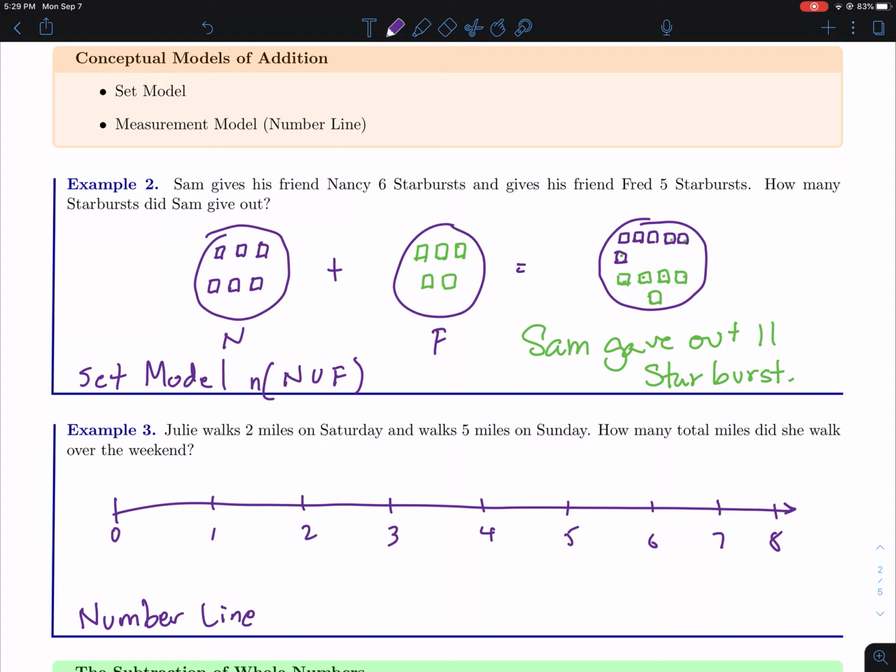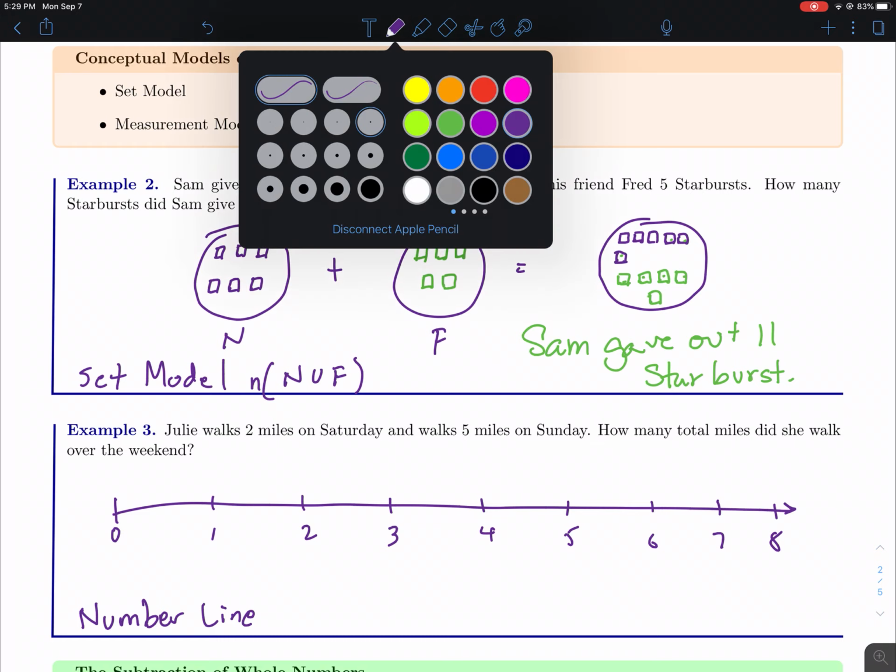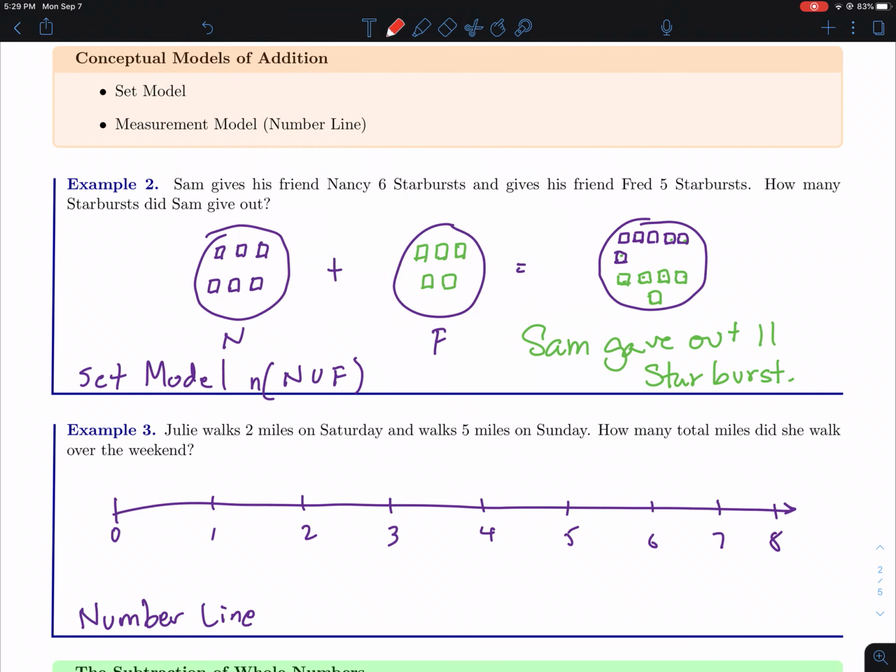And then if I need to, I can add some more. So in this case, we've got Julie walks 2 miles on Saturday and then 5 miles more on Sunday. How many total miles did she walk? So I'm going to let red be Saturday. So in this case, we're going to start at 0, and then we're going to jump 2 miles. So I'm going to put a little 2 up there to remind me how far we went.